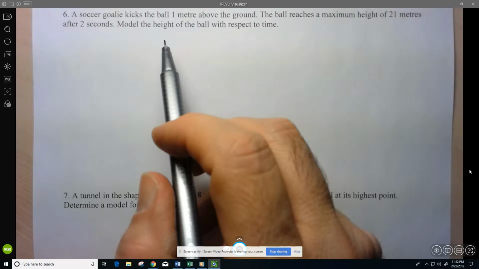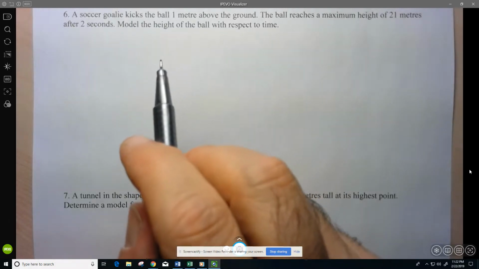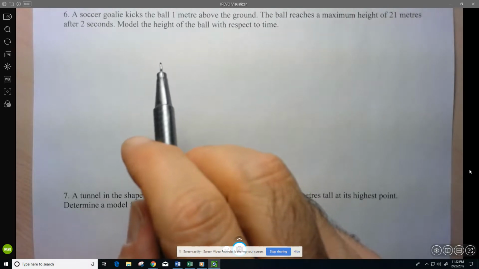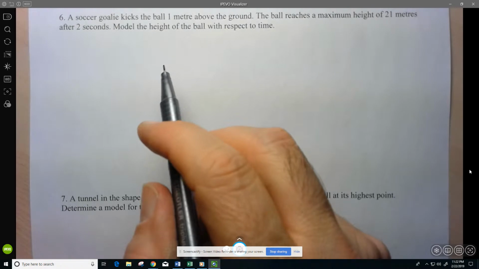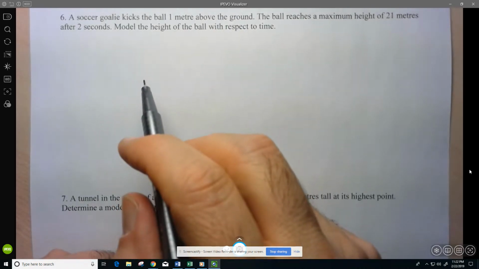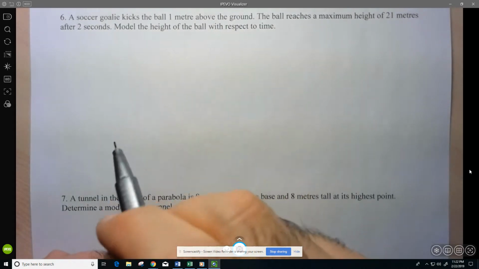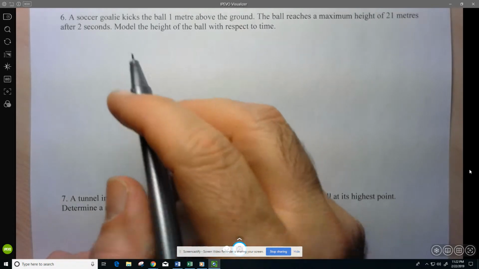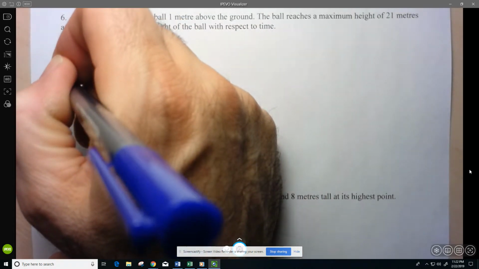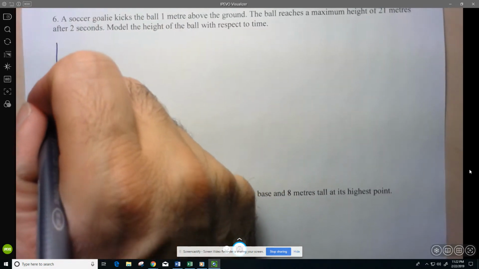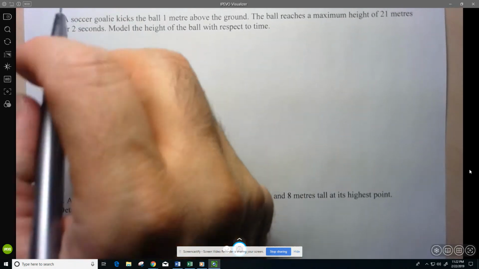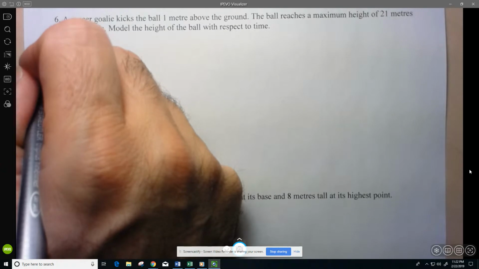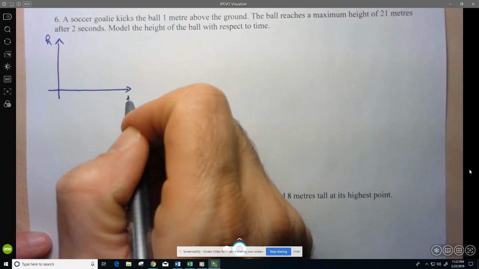Now, when they're asking us for a model, the ideal model would be an analytical one, in other words, an equation. But what we're going to see here is that drawing a graphical model will be helpful in coming up with that equation. All right, so let me create a Cartesian plane here. And what they want us to model is the height of the ball with respect to time.